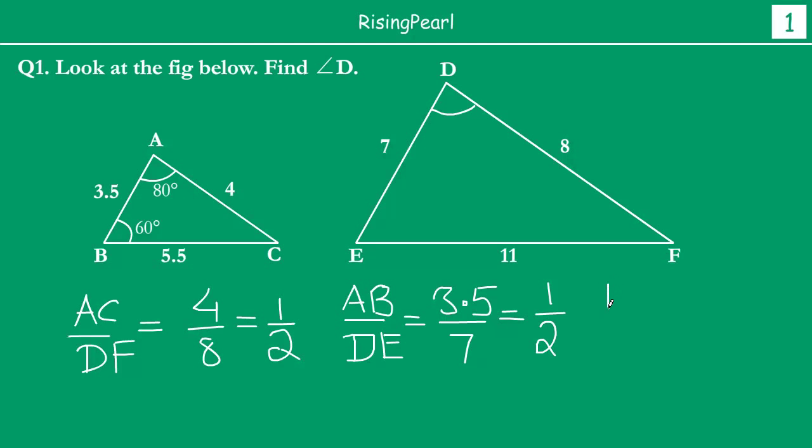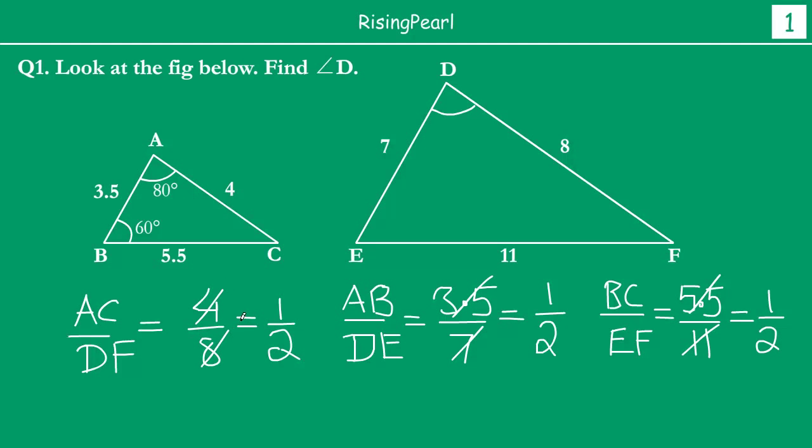Finally, let's take a look at BC by EF. BC is 5.5 and EF is 11. So this is again 1 by 2. This will all cancel out. So each of the ratios is equal to 1 by 2.